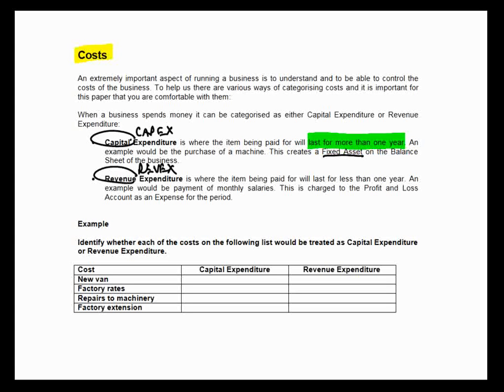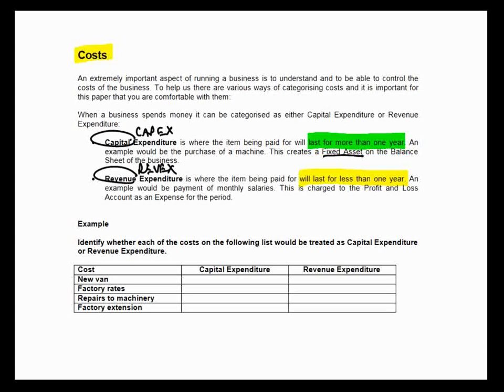If CapEx is where we're spending money that's going to last for more than a year, RevEx is where we're spending money that will last for less than a year. A good example might be paying monthly salaries. If you pay your staff their monthly salaries, they will continue working for you for another month, but if you don't pay them the following month, they'll go elsewhere. So that monthly salary run only benefits you for one month, less than a year. Similarly, if you're paying rent for your factory, that's likely to be monthly or possibly quarterly, so you would normally be paying for far less than a year in one go.